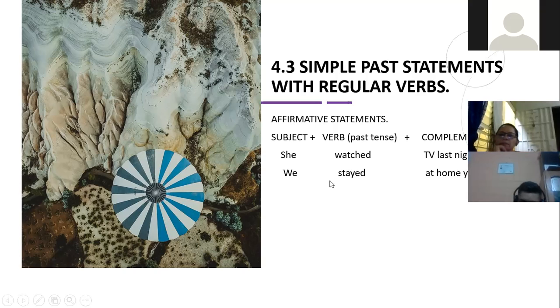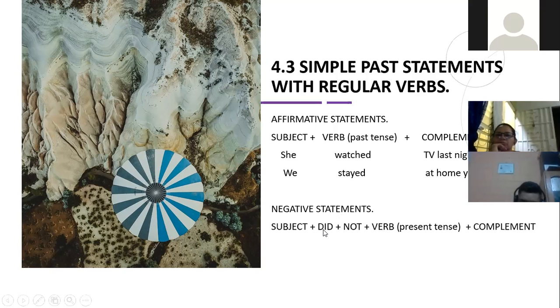Now, what about negative? In negative statements, we're going to use the auxiliary did, right? Remember in the simple present, we use do and does? Do for I, we, you, they, right? And does for he, she, and it. Today, we are going to use did for the past. But listen, you use did for all the subjects. For he, she, they, we, Pepito, Maria, Juan, Firulais, for everything. Okay? For everything you use did in the past.